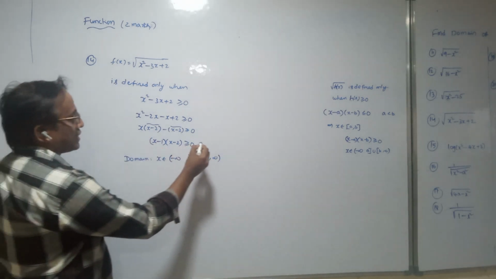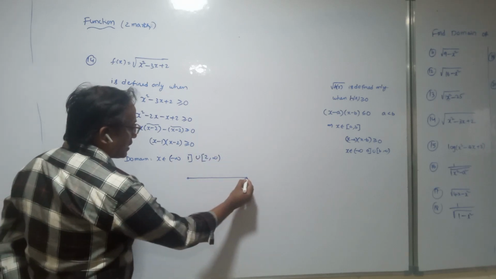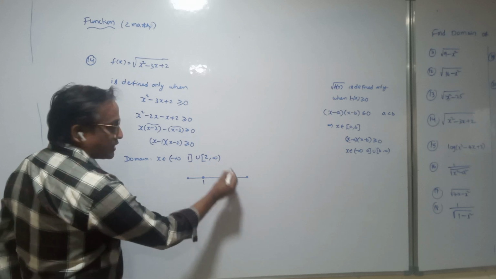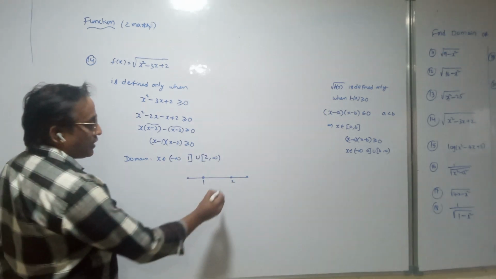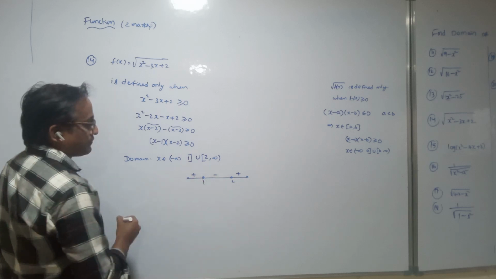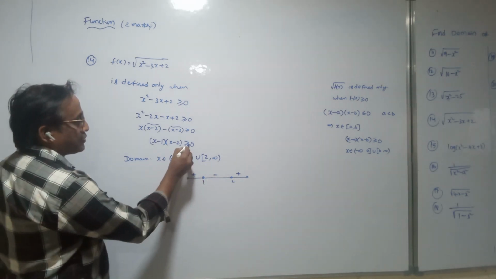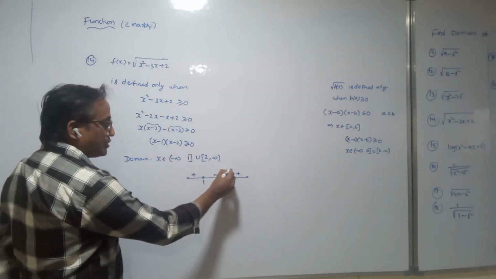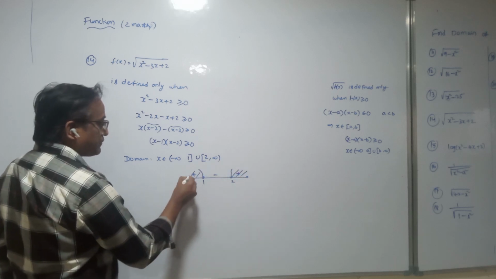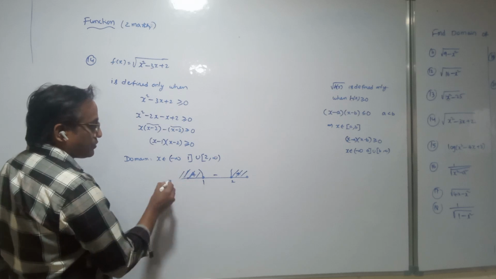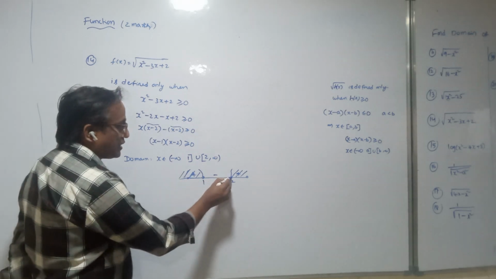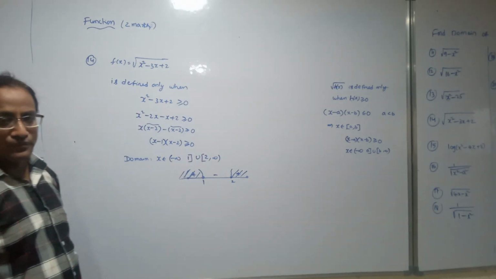Otherwise here also you can draw the real line. Put the numbers 1, 2 on the real line. After the largest number, you put plus, minus, plus. Now you need to find those greater than or equal to 0. So you have to take this one. This is your requirement. So those numbers which are less than or equal to 1 and greater than or equal to 2.